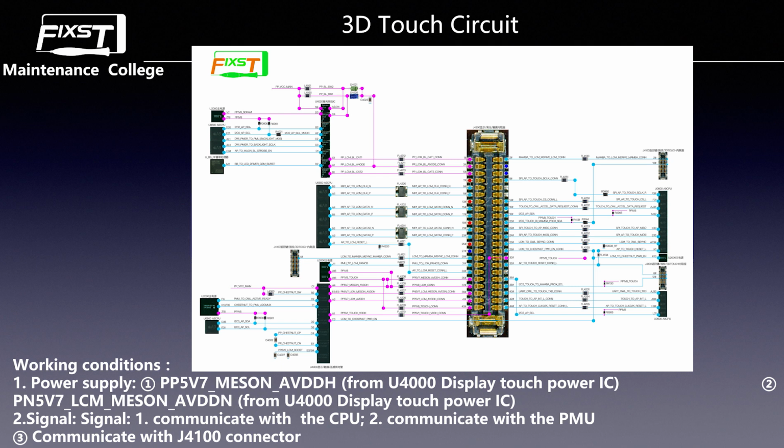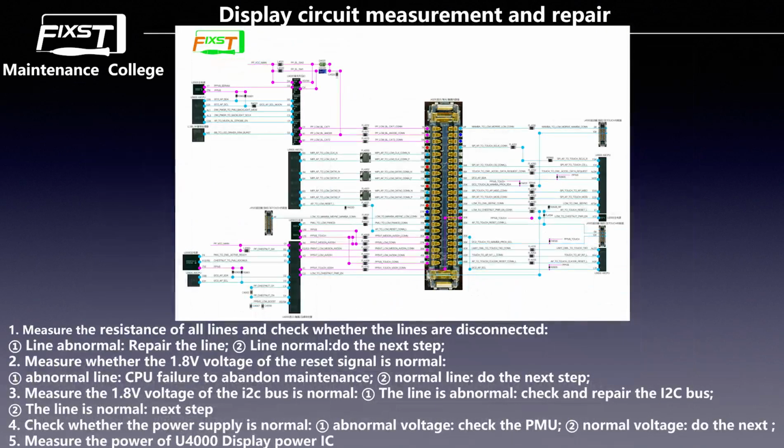Why do we say that it is so special? Because these two I2C lines go just connector to connector, with no control by the CPU. Okay, this is the 3D touch working principle. How it works, you will know that. Now, after we finish the principle study, we talk about how to repair, how to test, how to check. First, we're talking about the display circuit, measurement, and repair.